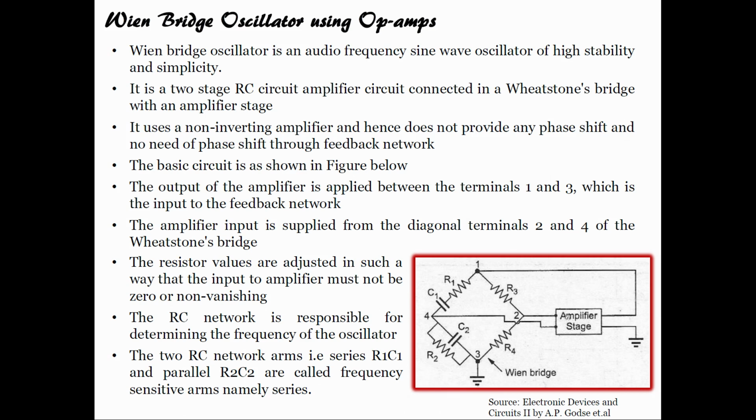The amplifier input is applied between terminal 2 and 4. The resistor values are adjusted such that the input to the amplifier must not be 0, or vanishing. The RC network is responsible for determining the frequency of the oscillator. Here there are 2 RC networks, one series R1C1 and another parallel R2C2, and these are called frequency sensitive arms.